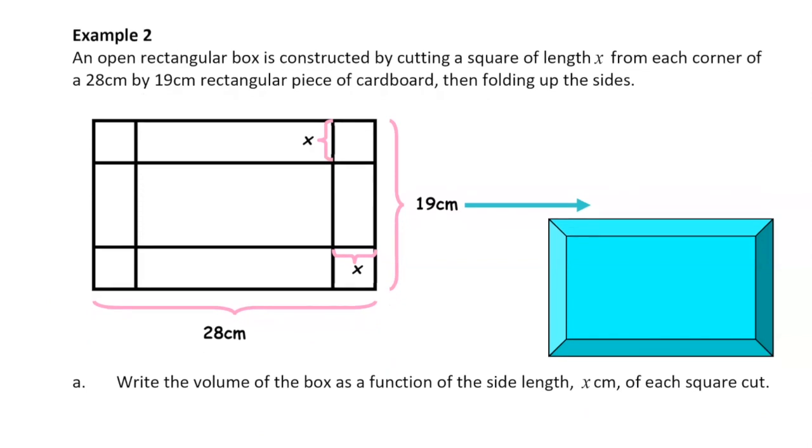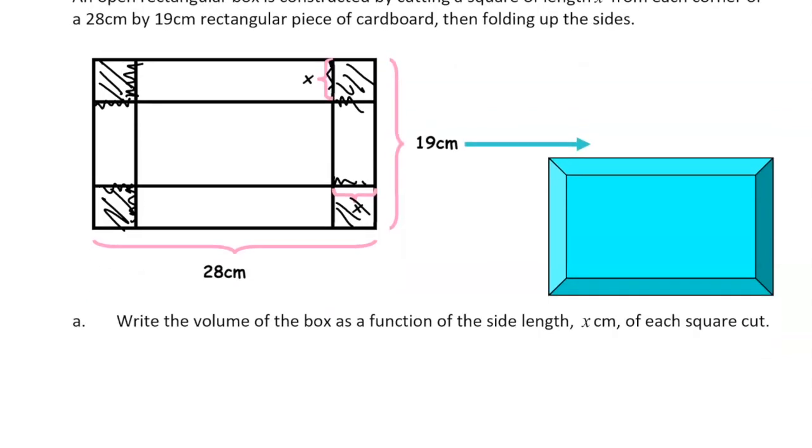Okay, let's look at a second example. An open rectangular box is constructed by cutting out a square length of x from each corner of a 28 centimeter by 19 centimeter piece of cardboard and then folding up the sides. So we have a cut happening in each of these four corners, and they're all going to be represented by length x. They're equivalent to each other. And then you're going to bend up the dimensions of the box. So you create this open top box where each of these corners are cut out, and you can fold up the sides to make a box.